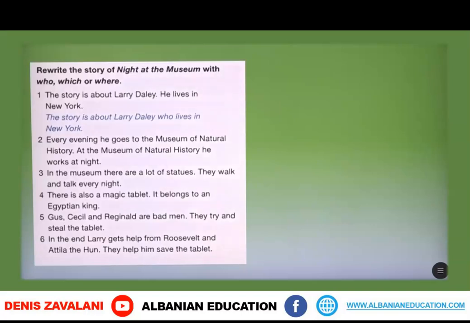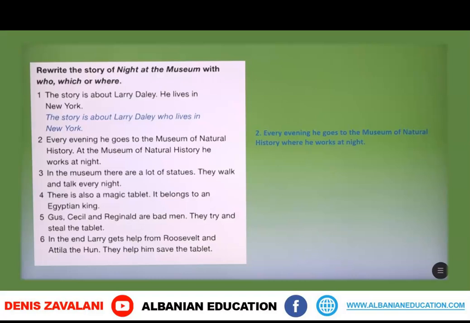Now, let's rewrite the story of Night at the Museum with who, which, or where. Again, the first one is already done. The story is about Larry DeLay. He lives in New York. The story is about Larry DeLay, who lives in New York. The second, every evening he goes to the Museum of Natural History. At the Museum of Natural History, he works at night. It's every evening he goes to the Museum of Natural History where he works at night.